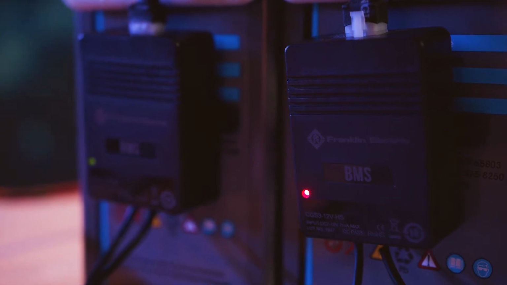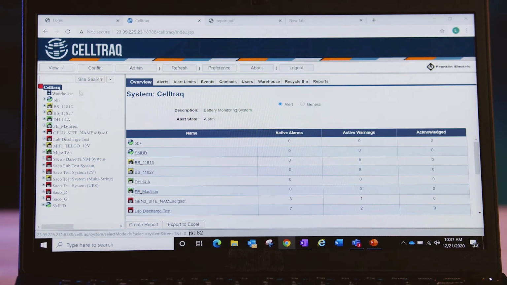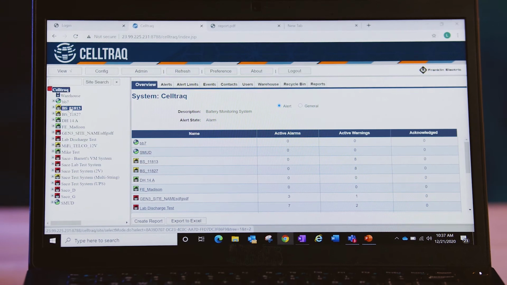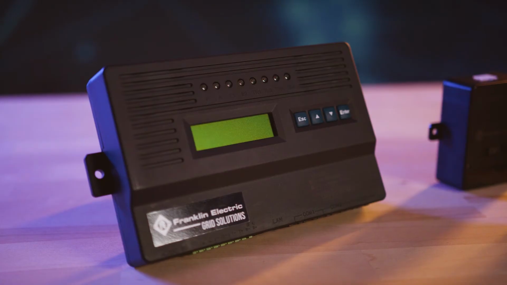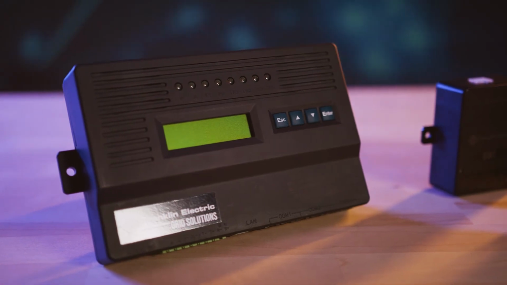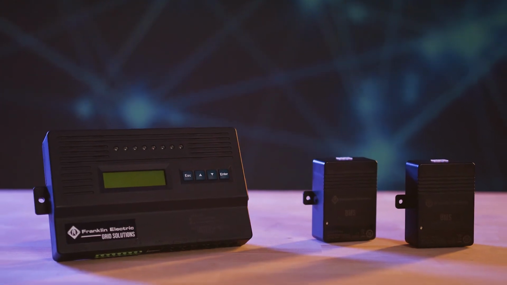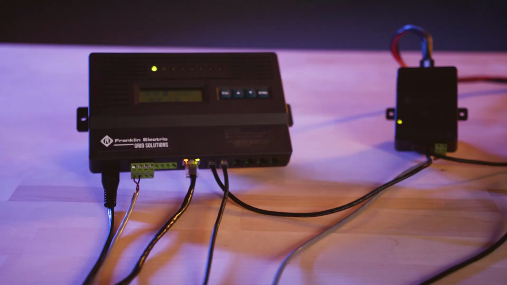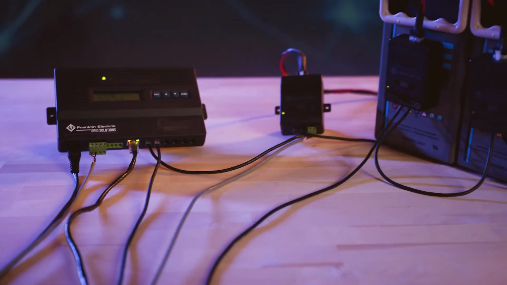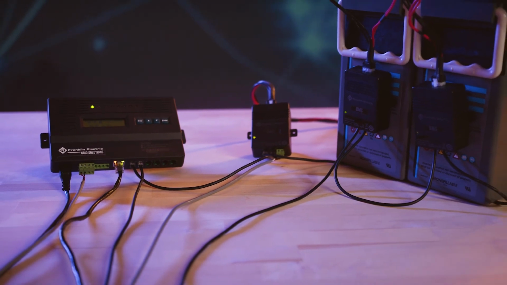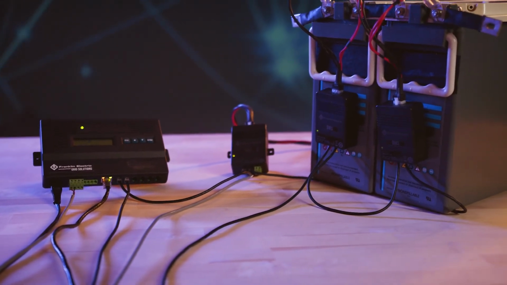third-party systems. And our proprietary CellTrack data management software makes multi-string and multi-site management intuitive and easy. The CELLGUARD wired battery monitoring system is ideal for all mission-critical DC power plants. Franklin Electric Grid Solutions CELLGUARD wired battery monitoring system ensures performance and uninterrupted uptime when it matters the most.